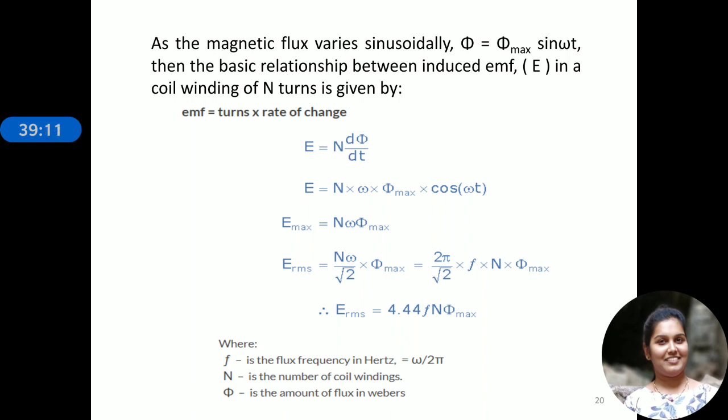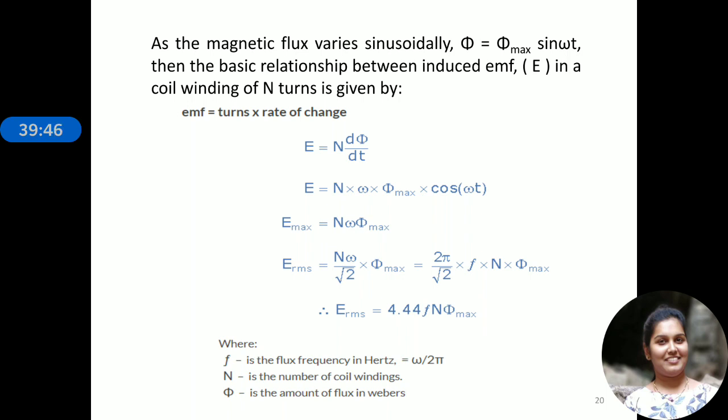So this expression is nothing but the transformer EMF expression. E RMS is equal to 4.44 f N phi max is the transformer EMF equation. So sometimes you will be asked to calculate the value of the transformer EMF or derive the EMF expression for a transformer, and then you can write this expression as the answer.